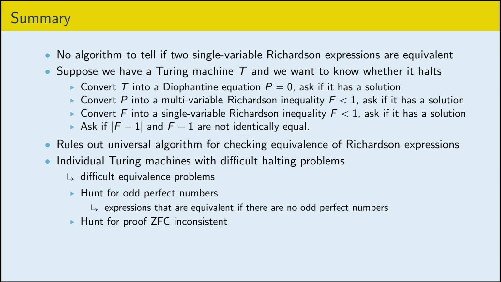Our odd perfect number hunting Turing machine gives us Richardson expressions that are equivalent if and only if there are no odd perfect numbers. Our Turing machine that hunts for a proof that ZFC is inconsistent becomes Richardson expressions that are equivalent if and only if there's no proof that ZFC is inconsistent. In other words, assuming ZFC is consistent, then these expressions are equivalent but can't be proved to be equivalent in ZFC. In short, trig identities and really trig inequalities are hard.